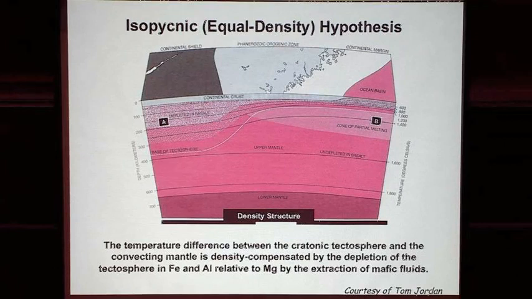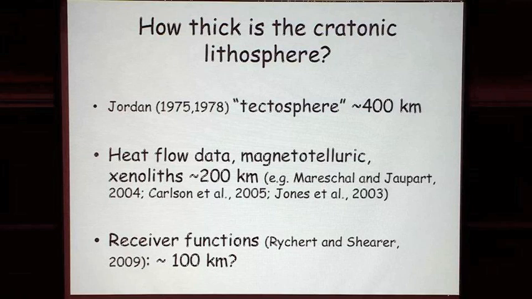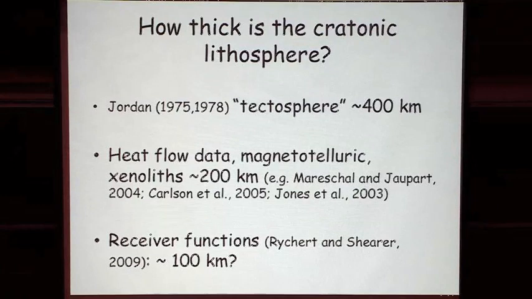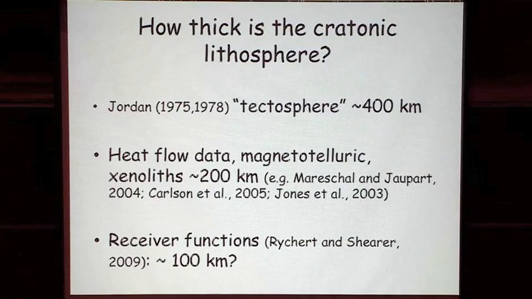This is Tom Jordan's cartoon here. So one important question which is still being debated is how thick is the cratonic lithosphere? Yes, you can define it from the geotherms, but how do you define it from other types of data? Tom Jordan's tectosphere, which may or may not be the same thing as the lithosphere, was initially defined from seismic data as reaching down to 400 kilometers. On the other hand, as I mentioned, heat flow data and other types of geophysical data such as magnetotelluric and xenoliths indicate something more around 200 kilometers. So there is already a question here of what are we looking at? Are we looking at the same thing, and how can we reconcile it?